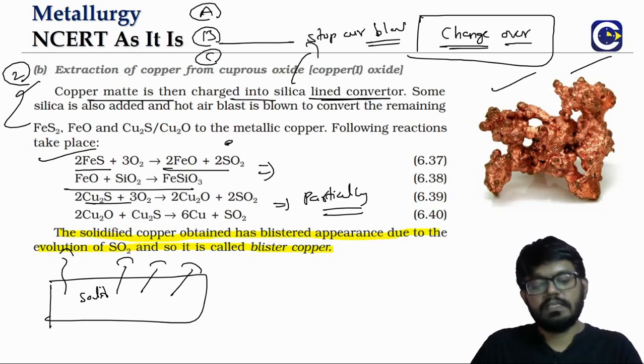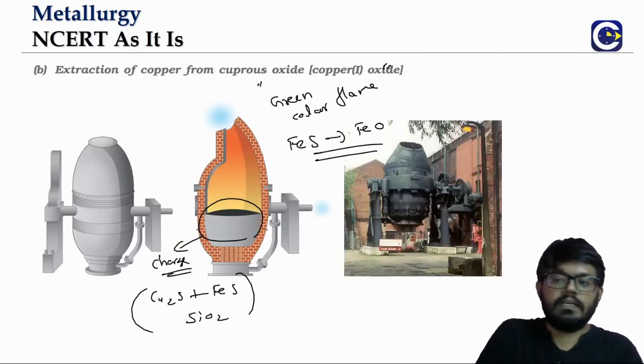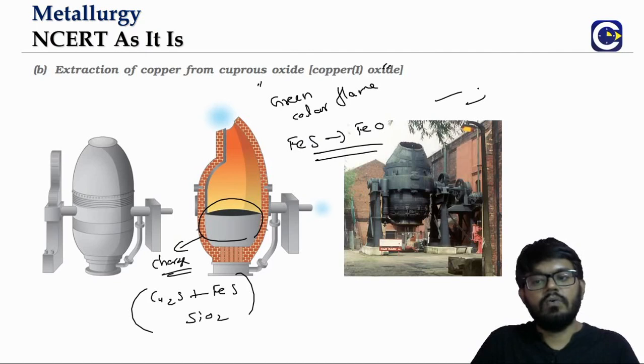Okay, so this is the copper extraction, and this is the Bessemer converter. In fact, if you look at it in terms of reality, it will look like this.